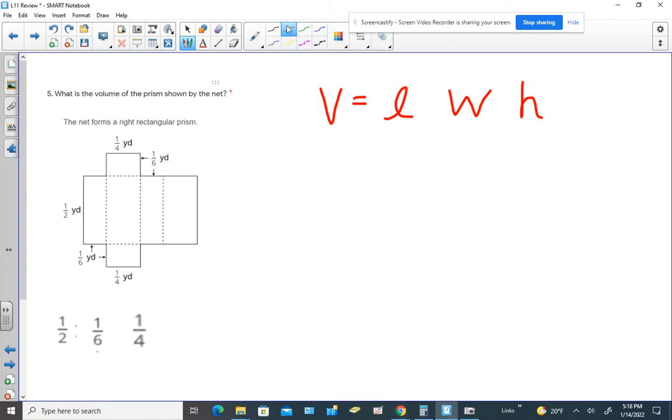We're looking at number 5. What is the volume of the prism shown by the net? We have done surface area. Make sure you're not getting those two things confused. So for volume, we would need the length, the width, and we need the height.